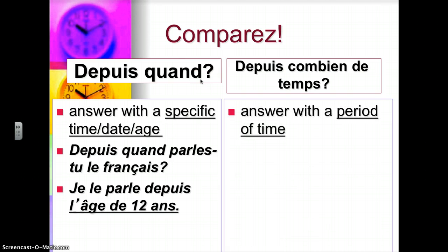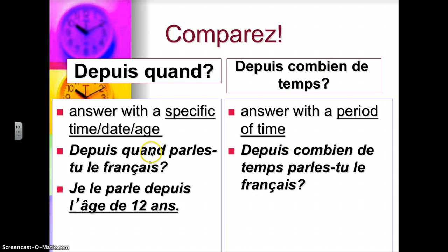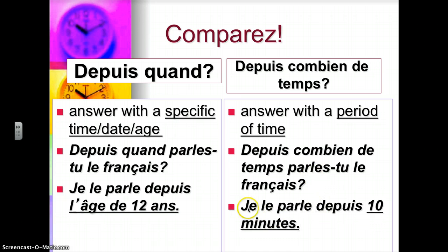Now, over here, depuis combien de temps is going to answer with a period of time. So if I asked you instead of depuis quand, depuis combien de temps parles-tu le français, all right? Your answer is going to be a little different. Je le parle depuis 10 minutes. I've been speaking French for 10 minutes. Or, maybe you would say 6 ans, 6 years, or 3 ans since you're in your third year of French. The point is that these are all lengths of time. All right, it's not easy, but we're going to figure it out. You're going to figure it out.